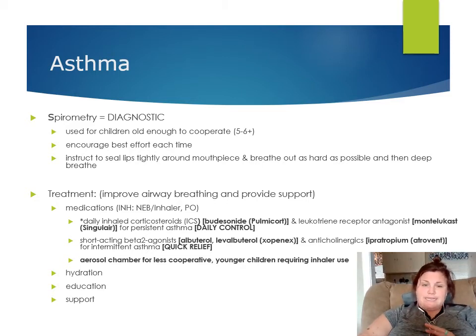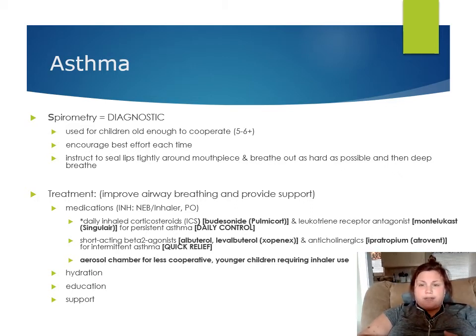Things like medications generally need either an inhaler, nebs, or maybe something by mouth. Most children with asthma take daily inhaled corticosteroids, which is ICS, and that could be something like budesonide, which is Pulmicort, or they may be on leukotriene receptor antagonists like montelukast, which is Singulair. Those are for persistent asthma, and it's not providing you quick relief, it's providing you daily control.